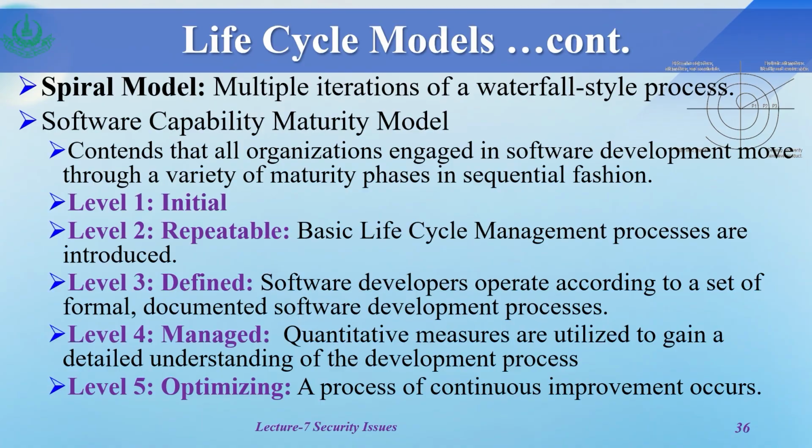Level 1, initial. Level 2, repeatable: basic life cycle management processes are introduced. Level 3, defined: software developers operate according to a set of formal documented software development processes. Level 4, managed: quantitative measures are utilized to gain a detailed understanding of the development process. Level 5, optimizing: a process of continuous improvement occurs.